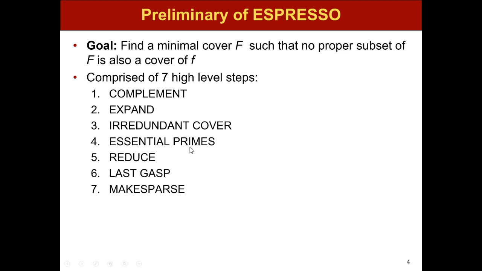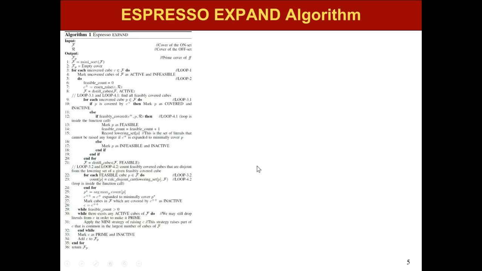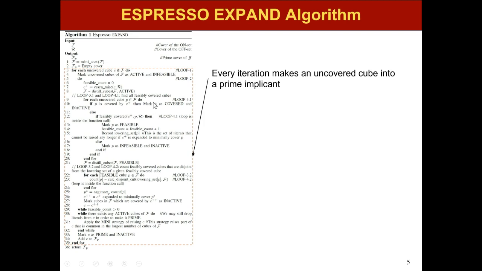Moreover, in our experiments of neural net, we also observed that the expand step compressed the function by a factor of hundreds, and the other steps only help marginally. And hence, we focus on the expand step, which converts a given cover of the function to a prime cover. Now let's try to gain a high-level understanding of how expand works. It takes the cover of the onset f and the cover of the offset r as the input. Now, in every iteration of loop 1, it transforms an uncovered cube into a prime implicant.